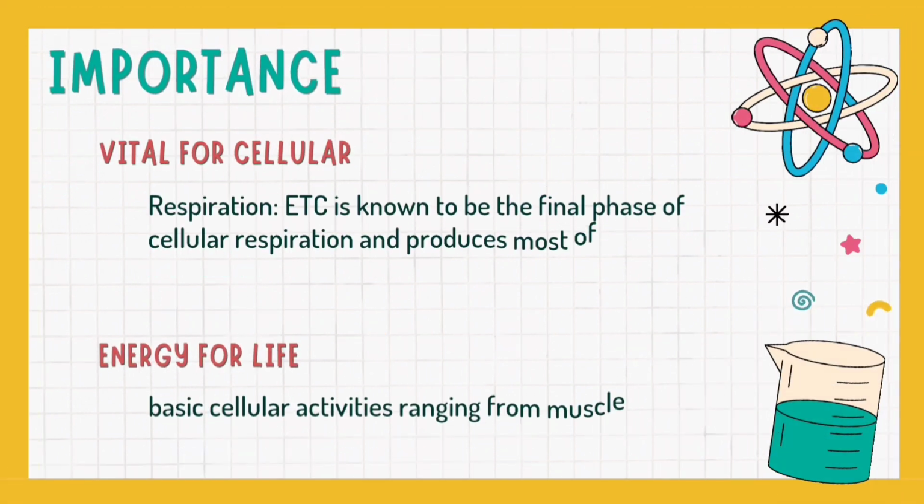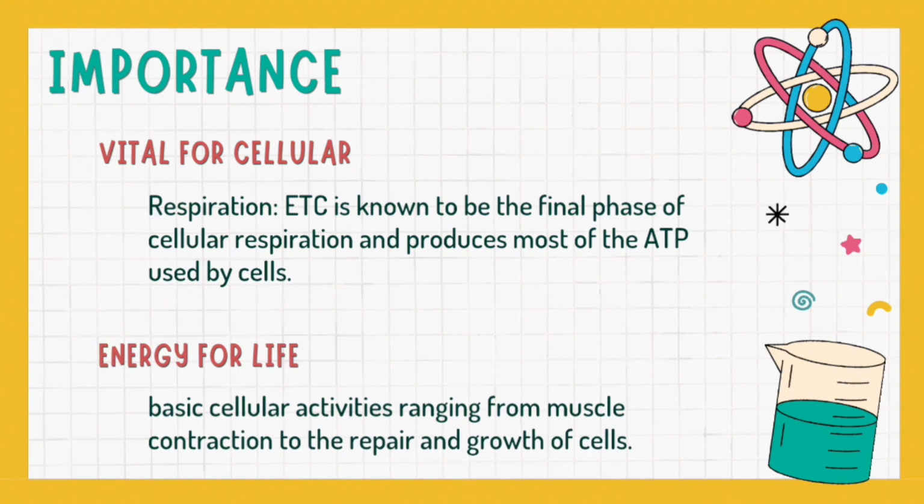Vital for cellular respiration. The ETC is known to be the final phase of cellular respiration and produces most of the ATP used by cells. The ETC is the final stage of cellular respiration, the process by which cells break down glucose to generate energy. It produces the majority of ATP, the cell's primary energy source, making it essential for cellular survival and function. Energy for life.